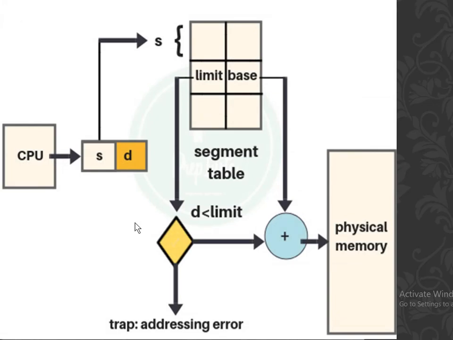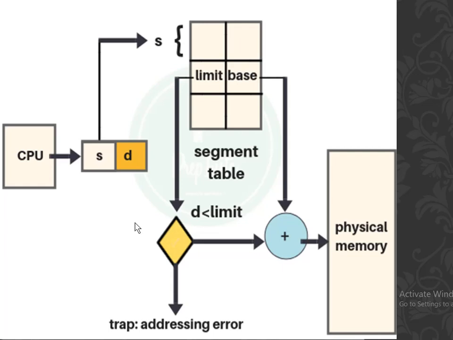So here also the CPU will generate the logical address. This logical address will contain the segment number and the offset. Here, instead of a page table, we are constructing the segment table. This segment table contains two columns. The first column contains the limit register value, and the other column contains the base value, right?